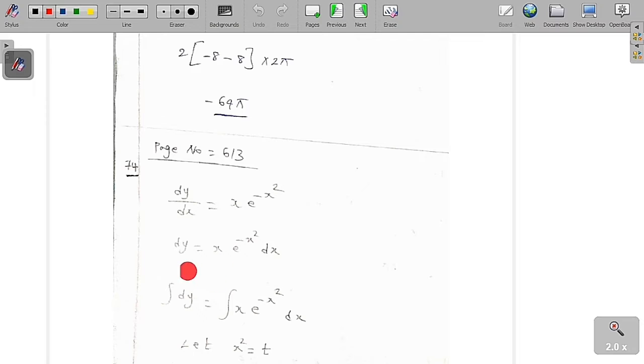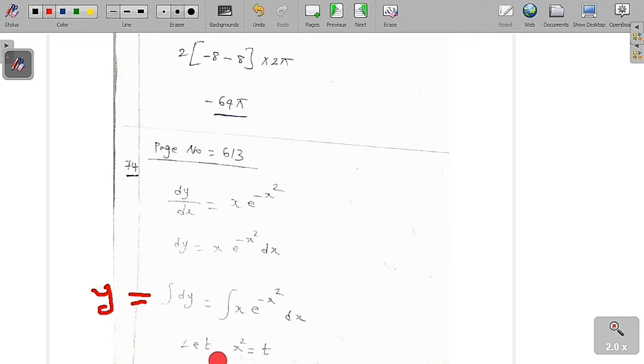Now I will do the integration of both sides. So integration of dy is equal to integration of x into e to the power of minus x square into dx. Integration of dy is nothing but y. So y is equal to integration of x into e to the power of minus x square into dx.